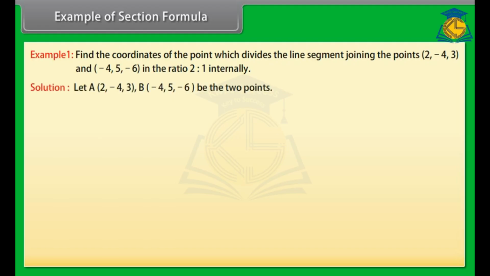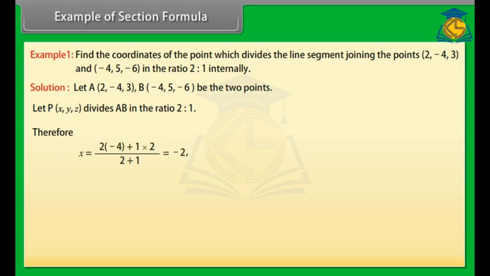Solution. Let A (2, -4, 3) and B (-4, 5, -6) be the two points. Let P (x, y, z) divide AB in the ratio 2:1. Therefore, x is equal to (2 into -4 plus 1 into 2) divided by (2 plus 1), which is equal to -2.